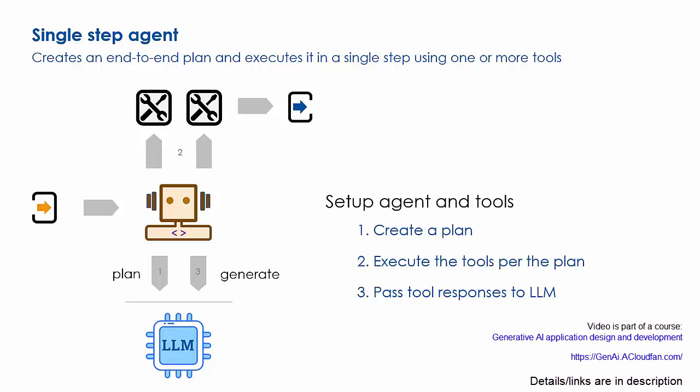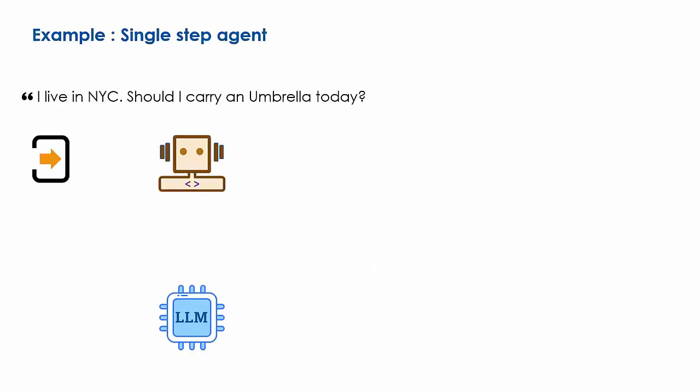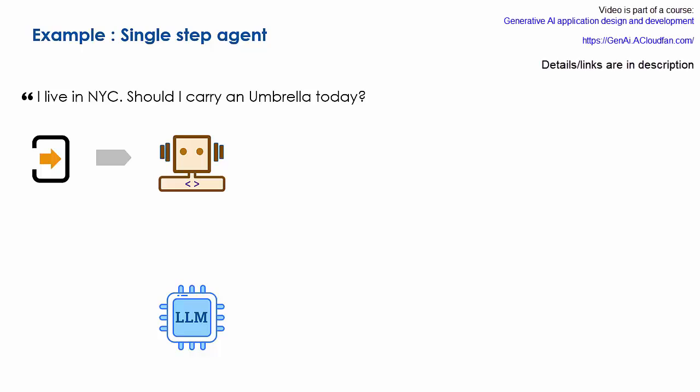This second call to the LLM is for the generation of the output. The LLM uses the responses as context to generate the output. The agent adjusts the LLM's output and sends it to the caller. Let's take a look at an example of a single-step agent. Let's say the user asks an agent-based application, I live in New York City, should I carry an umbrella today?